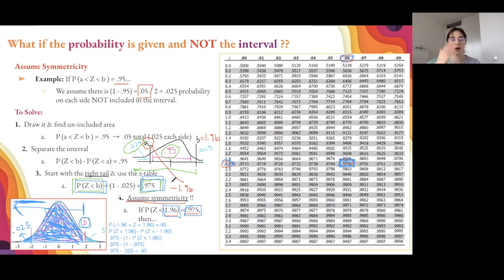And that's exactly what we were trying to find in terms of step 3. When we start with the right tail, we use the z-table, and then by using the z-table, we can find the z-score that will help us find our overall interval.